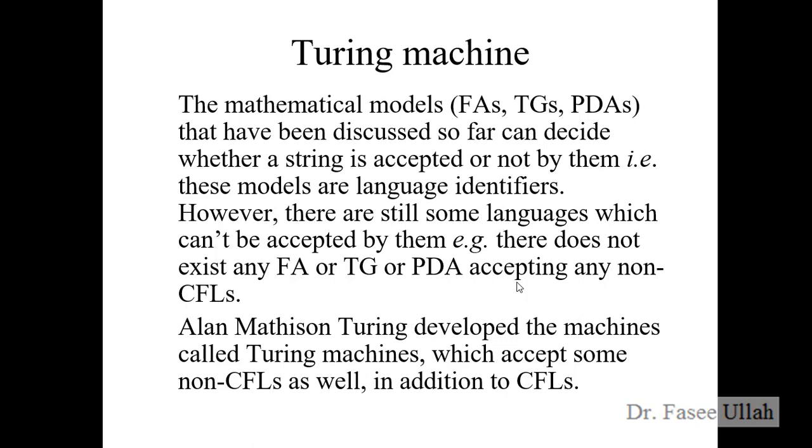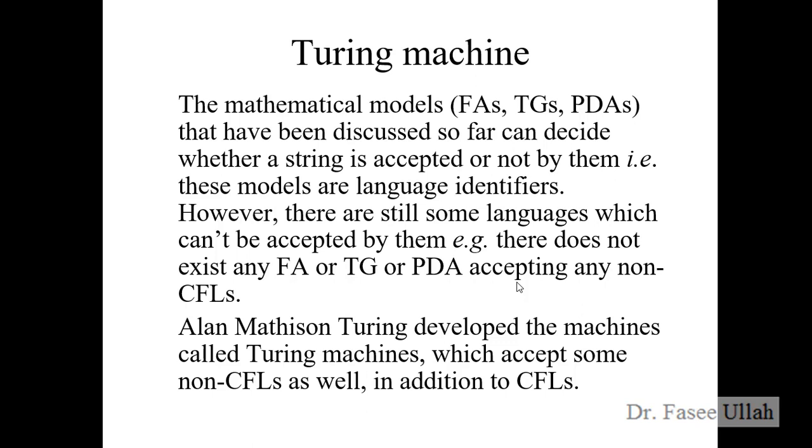We had studied three mathematical models: finite automata, transition graph or transition table, and push-down automata. These three models are used to check whether a string of the input language is accepted or not, right? Such models are called language identifiers. However, we also have some languages which cannot be accepted by the above three mathematical models, right?